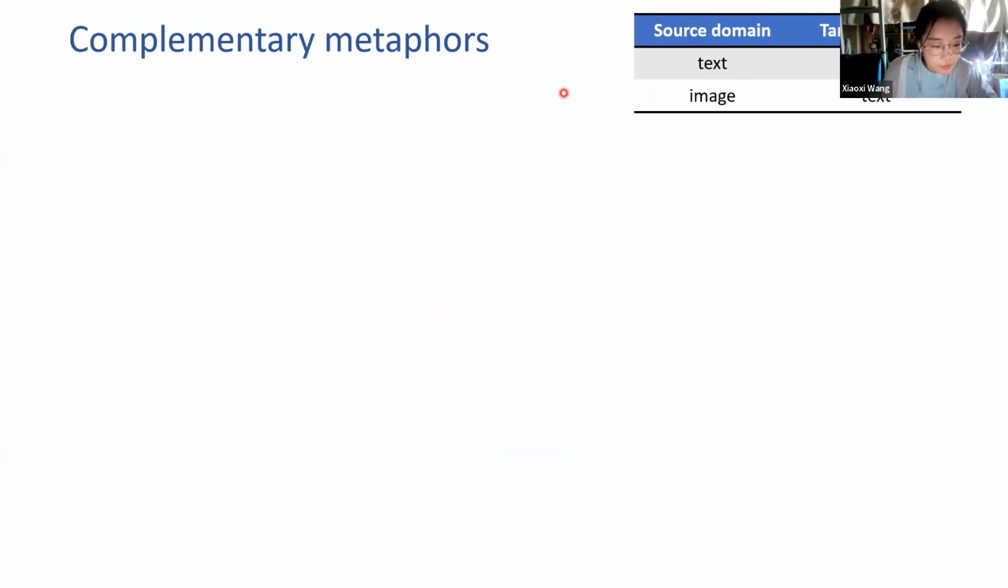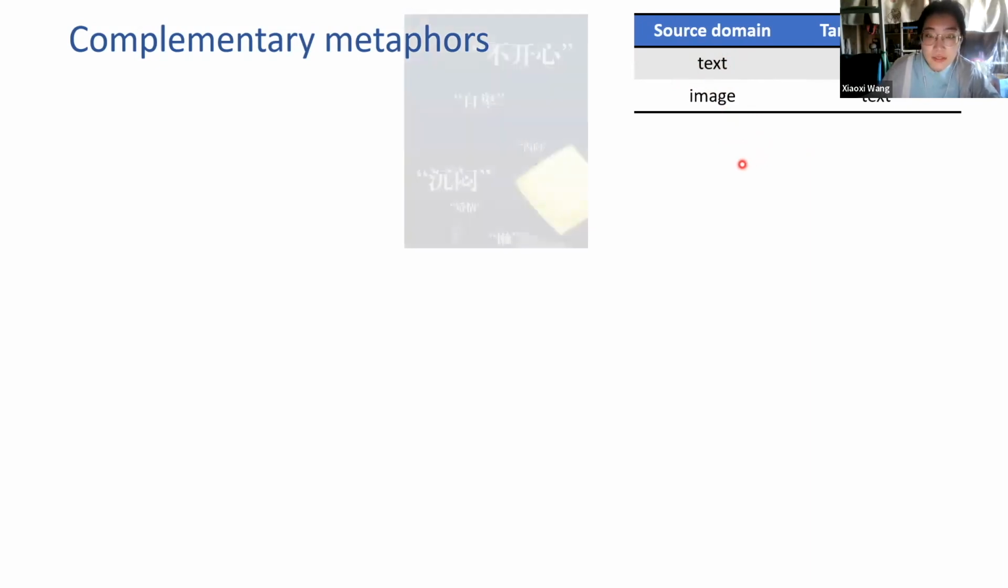And as you can see, it is divided into 2 kinds. The first is text as the source domain and image as the target domain, and vice versa. So the textual part is directly involved in the construction of metaphor, rather than only involved in the representation of source domain or target domain. Therefore, if the textual information is removed, the metaphor will disappear and it will not be completed.